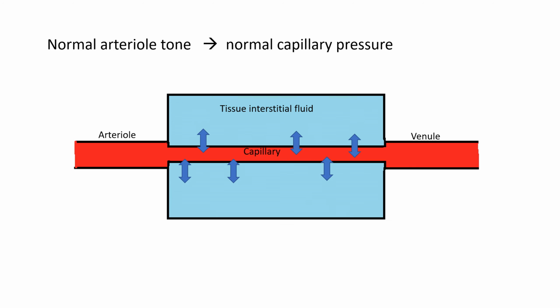The second diagram that I've drawn represents a more normal physiological state where the arterial tone is balanced and capillary pressure is normal. And so there is a balance between fluid pressure in the capillaries and the interstitial pressure within the tissues. And so there is no net movement in either direction, and this would represent a healthy state during normal daily living.